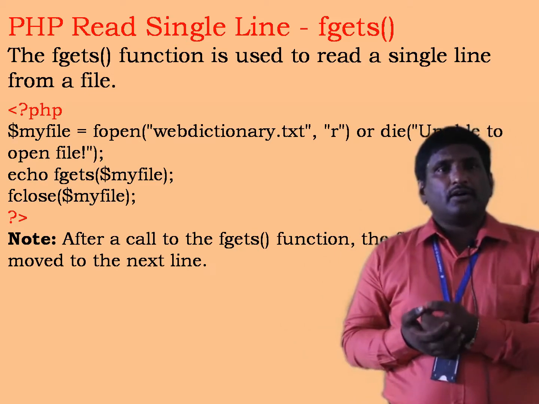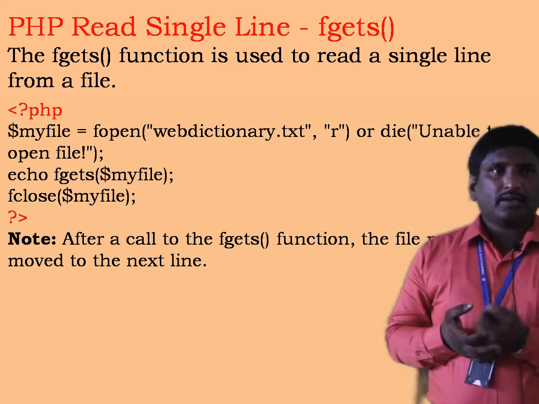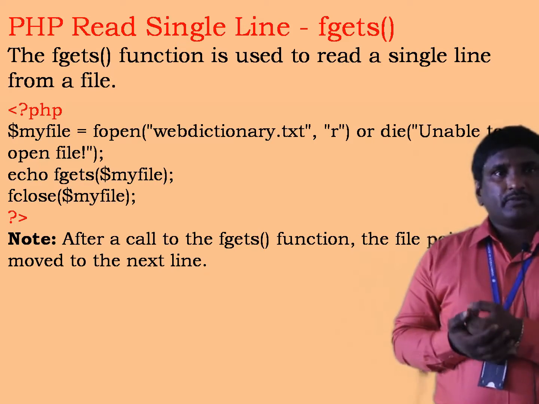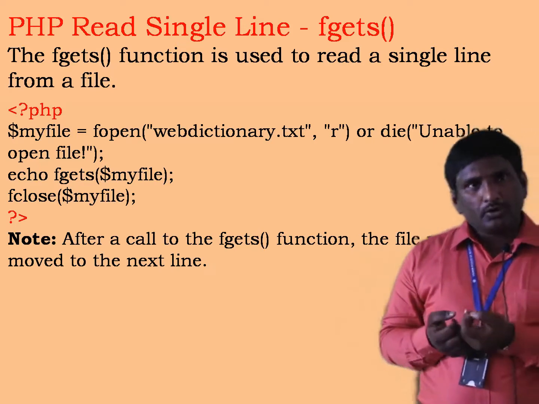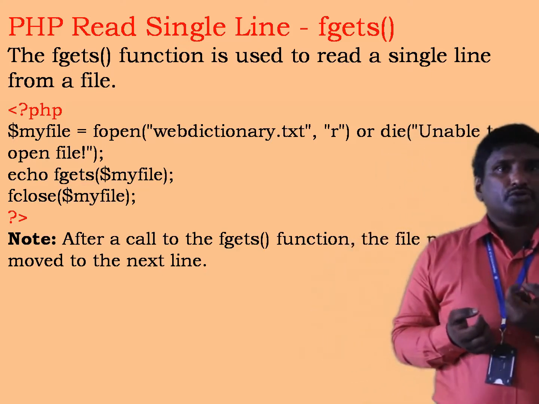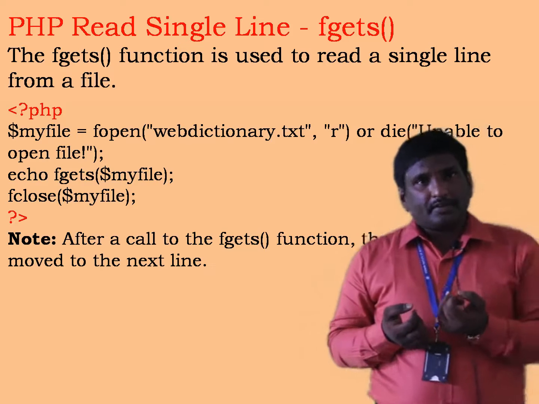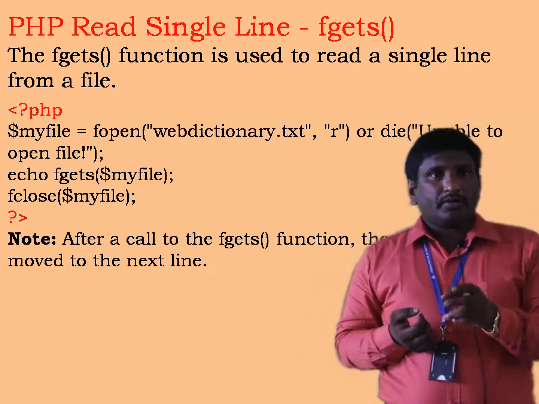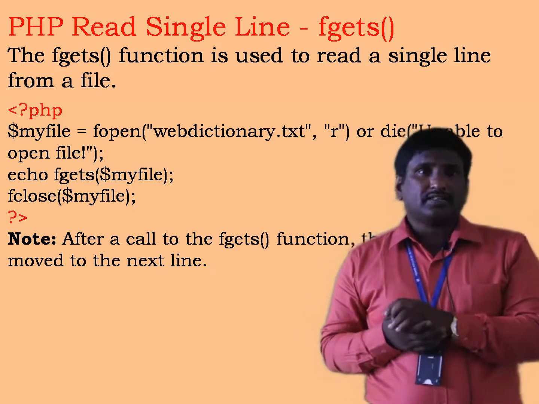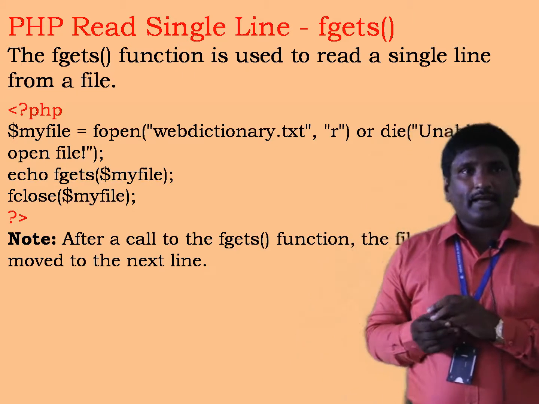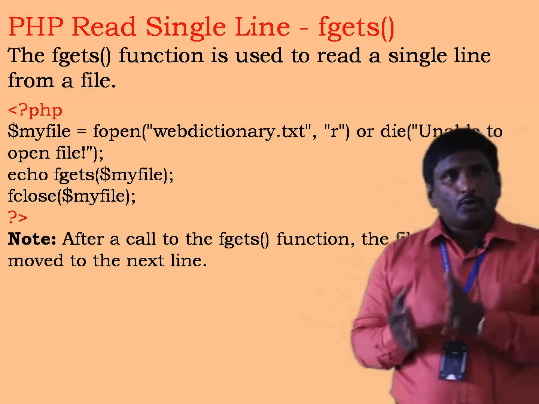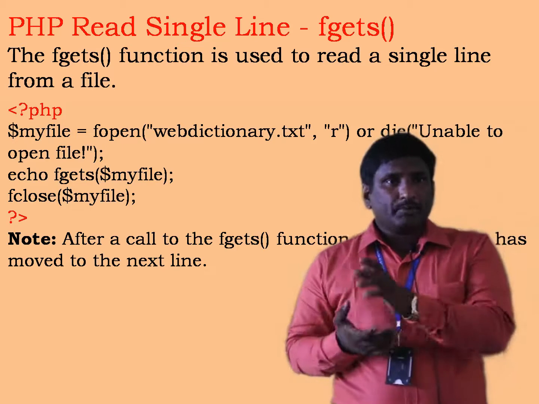First we need to open the file by using the fopen function. There I specify webdictionary.txt with read mode. Why? Because I read the content from the file, so I have specified read mode. Here I have written one more function with the logical or operator, that is die unable to open file. If the file is open, it returns $myfile. If not, the message unable to open file will be displayed.